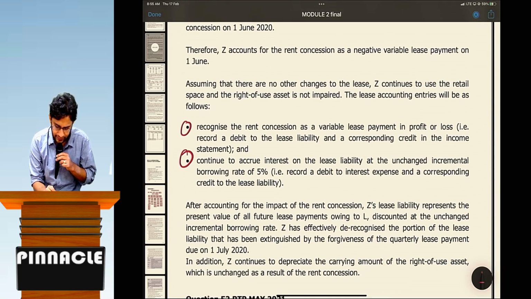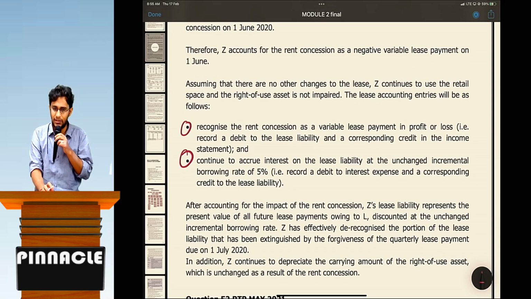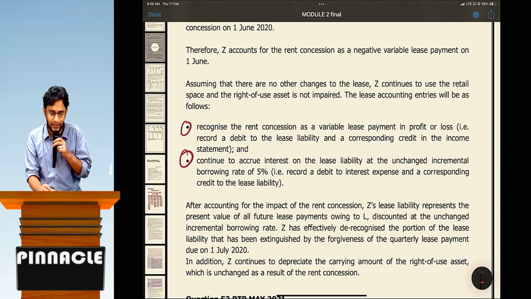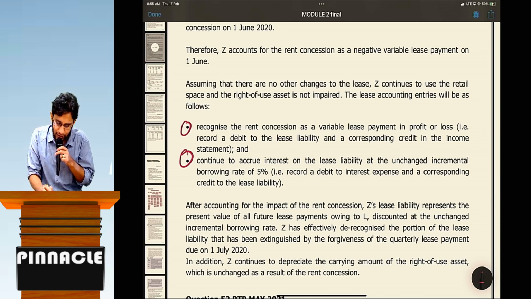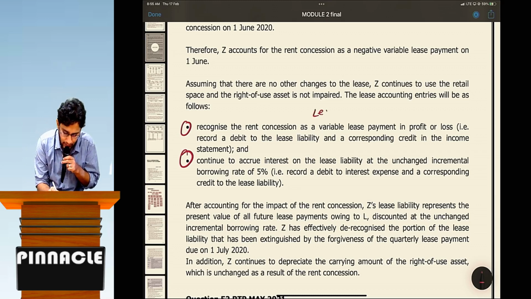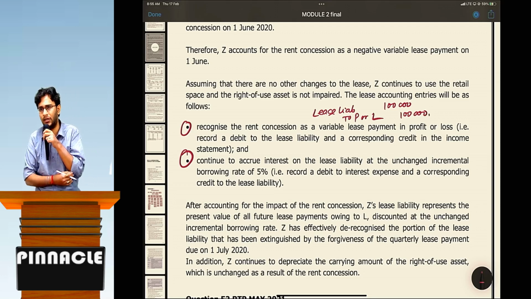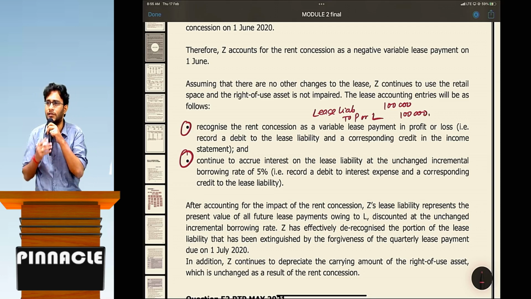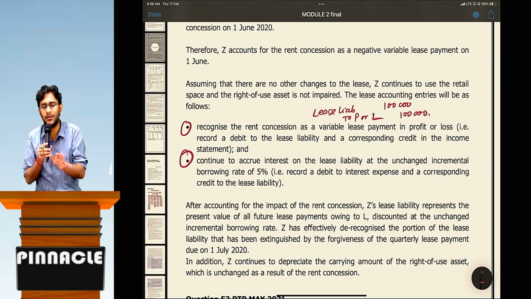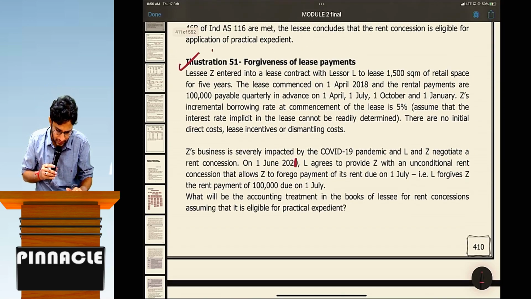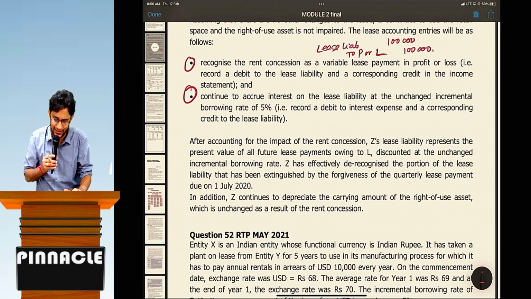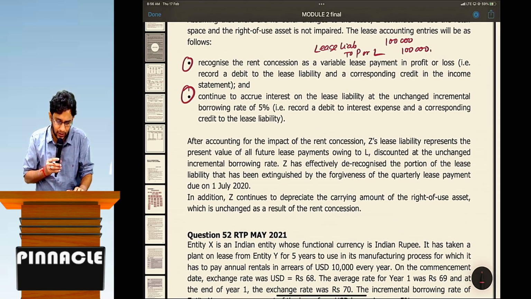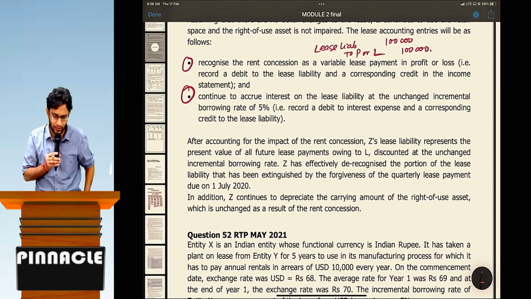Recognize the rent concession as a variable lease payment in PRL. Sir, what is variable lease payment? Read the brackets. Record a debit to the lease liability and corresponding credit in the income statement. That is nothing but lease liability account debit, to PRL 1 lakh rupees. Sir, tell me, will ACM continue to work? Because even if you had written credit to bank, you would have debited with 1 lakh. Now also you are debiting with 1 lakh. So your ACM will work at the same original EIR. What was your EIR originally? Somewhere they told 5%. And continue to accrue interest on the lease liability at the unchanged incremental borrowing rate of 5%. Here after normal 5% will work. No problem.